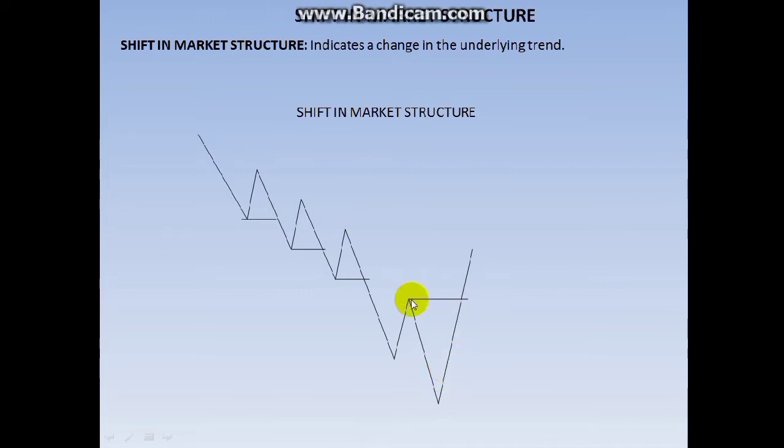being violated. In other words, this is a shift in market structure because we had an expansion lower, grabbed liquidity, and this short-term old high right here was taken out by this price leg.